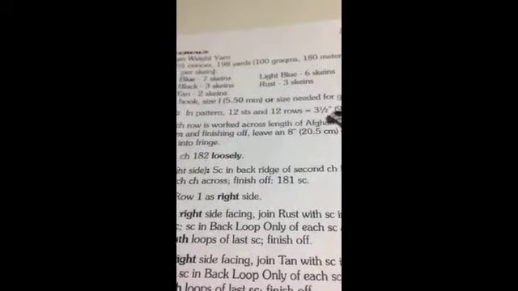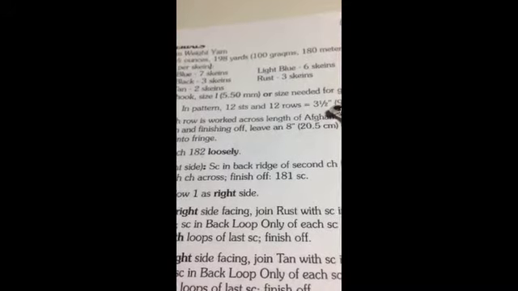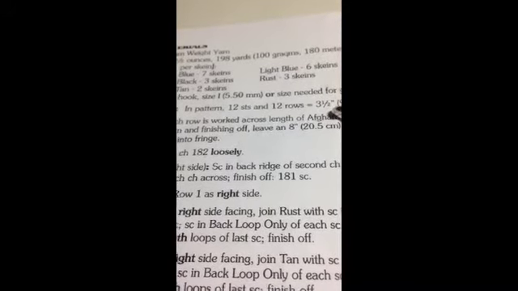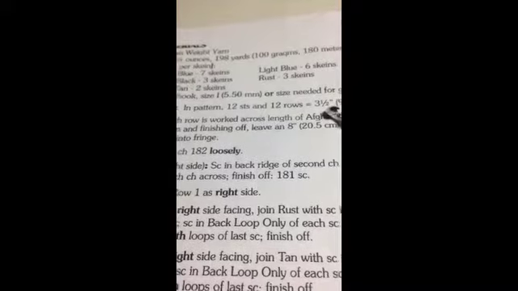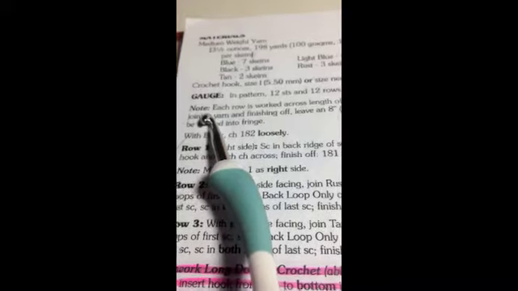And if for some reason it's too small, what you would do is increase your hook size to a bigger hook and try your gauge swatch again. And if it's too big, then you would use a smaller hook until you were able to achieve the gauge that you wanted.